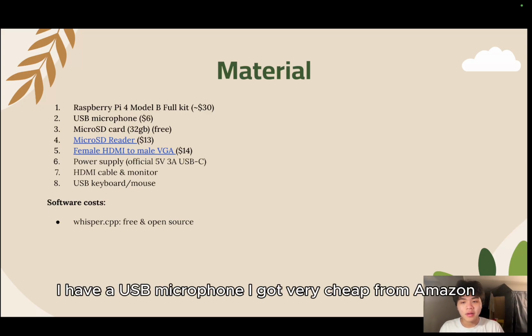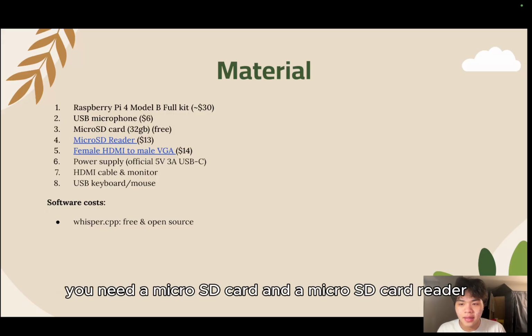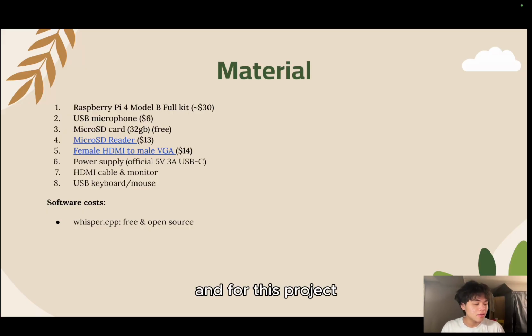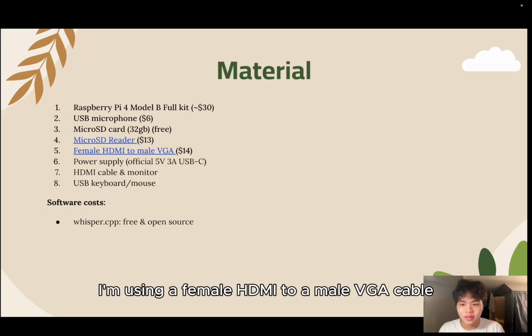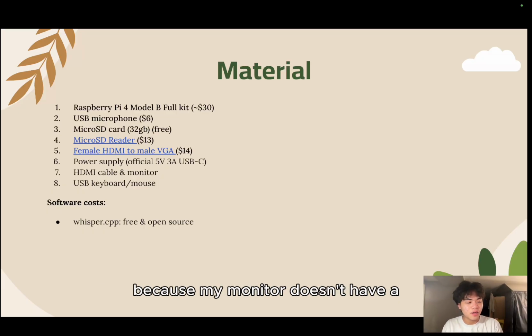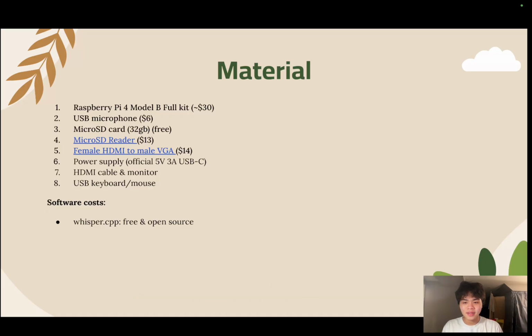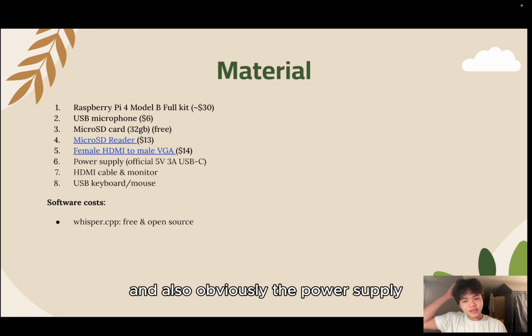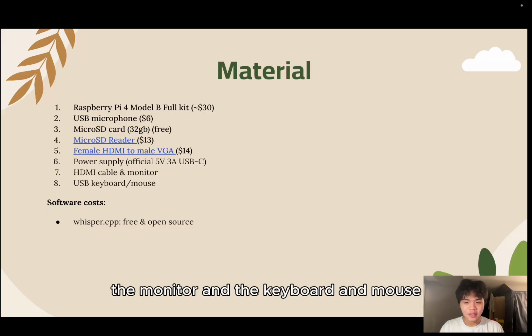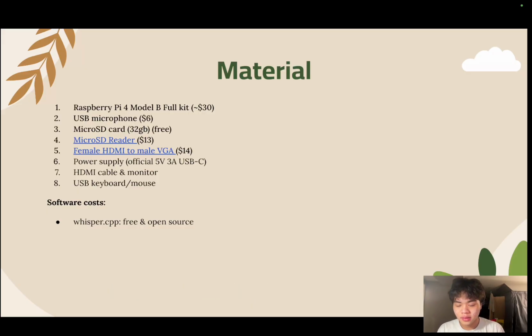So for the materials, I have here a Raspberry Pi 4 Model B. I have a USB microphone I got very cheap from Amazon. You also need a micro SD card and a micro SD card reader. For this project, I'm using a female HDMI to male VGA cable because my monitor doesn't have an HDMI port. And also, obviously, the power supply, the monitor, and the keyboard and mouse.